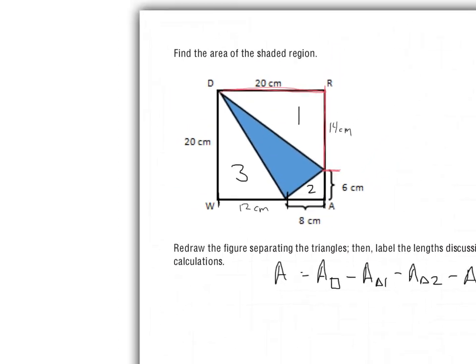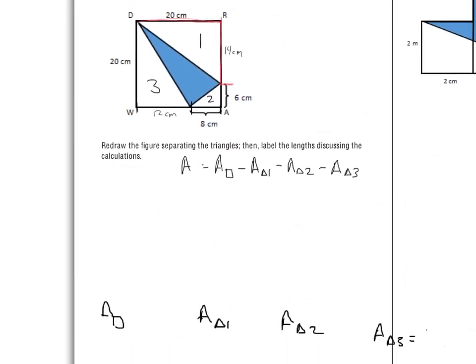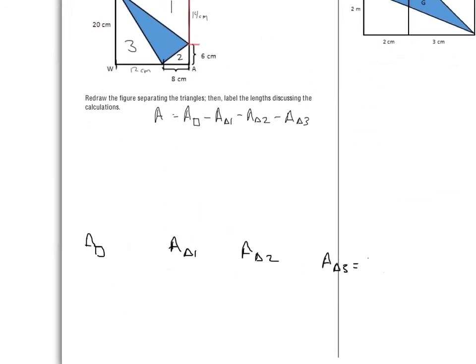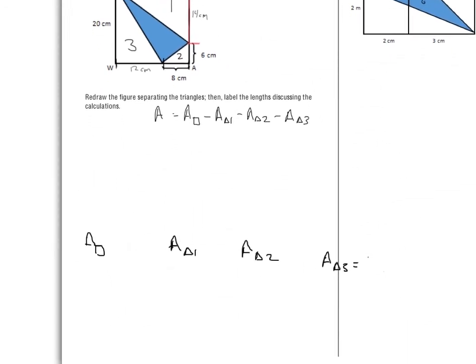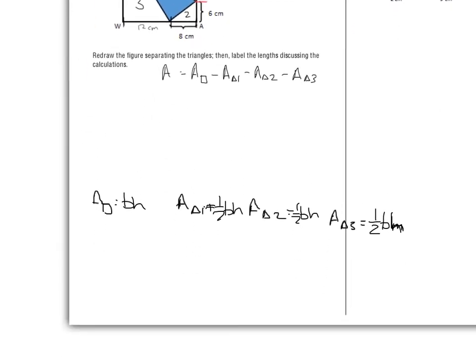Now that we have the base and height for all of our triangles and our original rectangle, we should be able to write down and fill in and solve all of our equations. Go ahead and work with your team to find all of the areas of the individual pieces that are here. Return to the video to check.